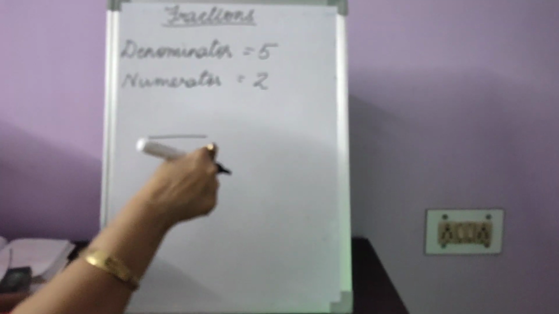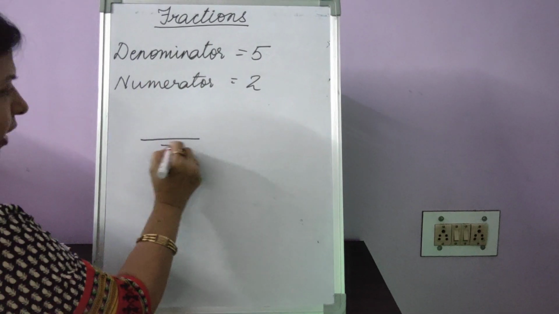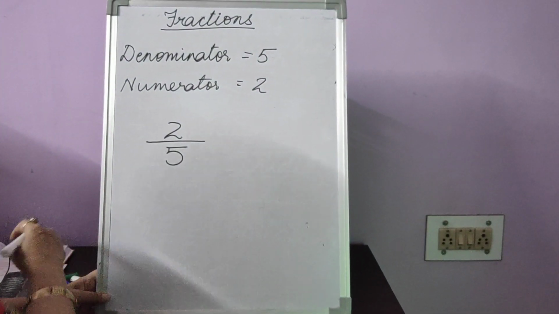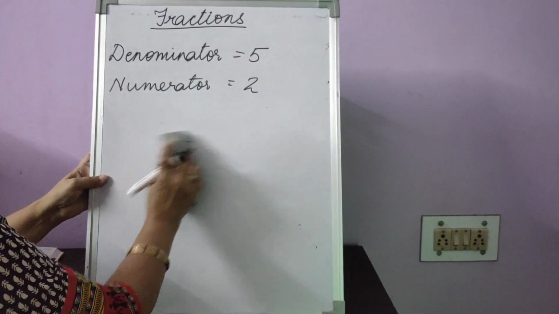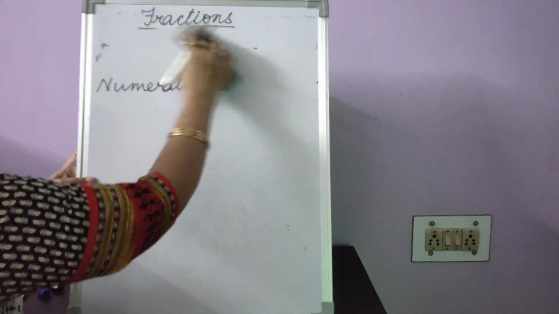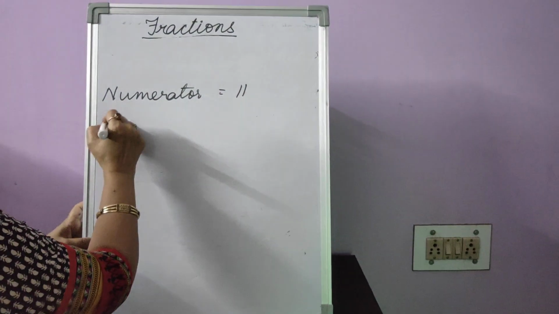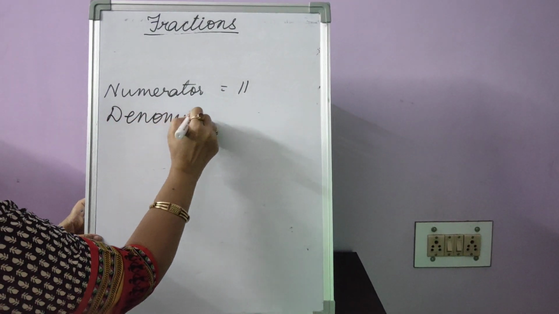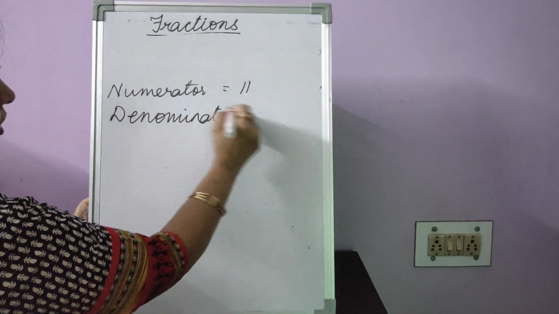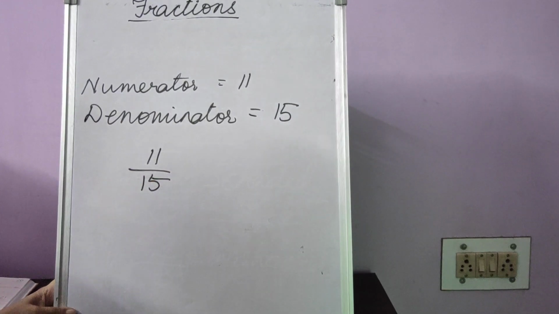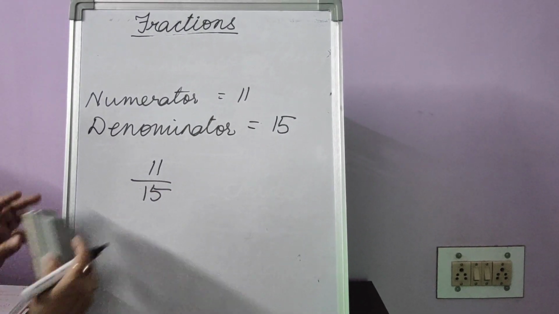So remember, denominator always comes down. So 5 will come over here and 2 will come over here. Simple. In the same way, I can tell you, numerator is 11, denominator is 15. This is very easy to write. So, what will be your answer? 11 upon 15.